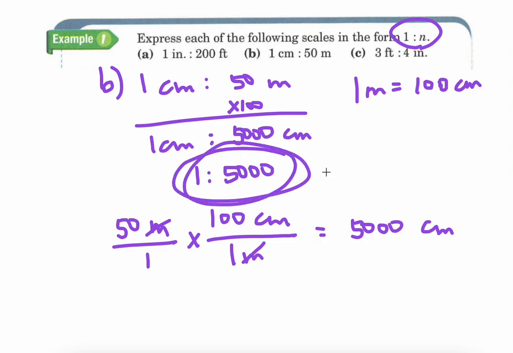So what that means is on my map, I may see 1 centimeter, but it actually really means 5,000 centimeters in real life.